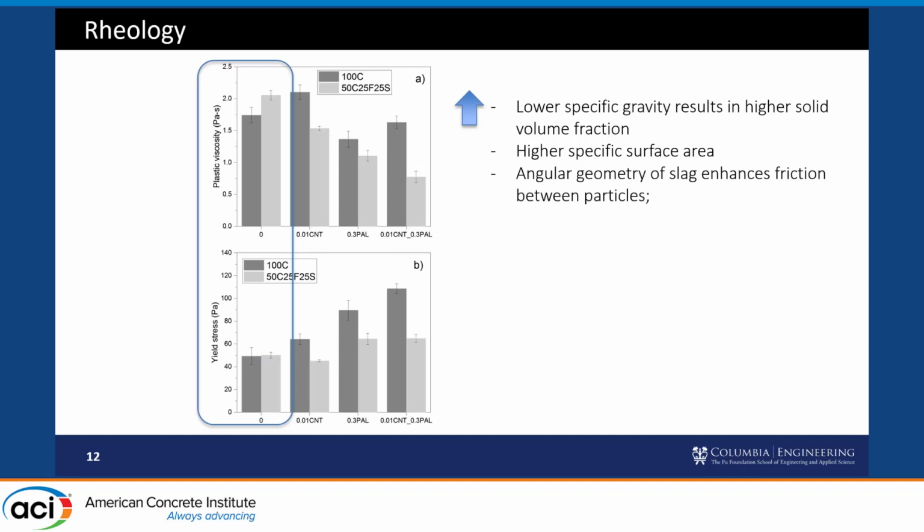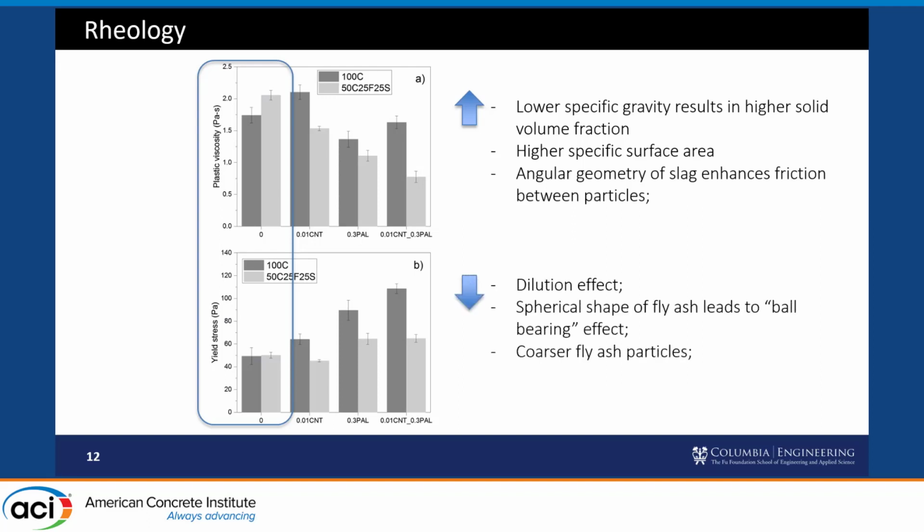The lower specific gravity of the SCMs results in a higher solid volume fraction, higher specific surface area, and then the angular geometry of the slag enhancing friction, all would increase these parameters, while dilution effects of the SCMs, the spherical shape of the fly ash having a ball bearing effect, and also the coarser nature of the fly ash all would drive these parameters down.